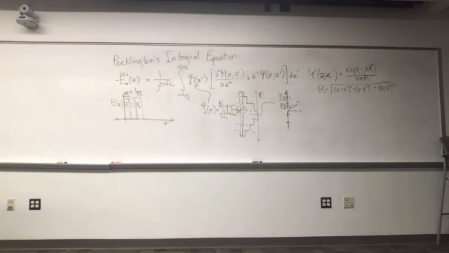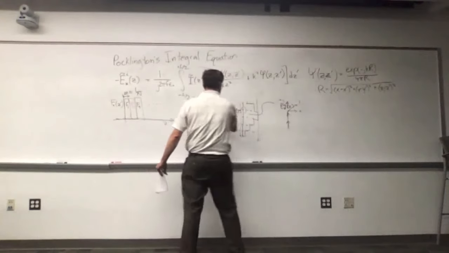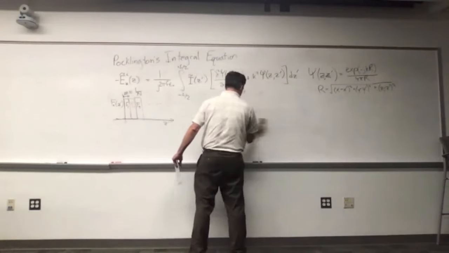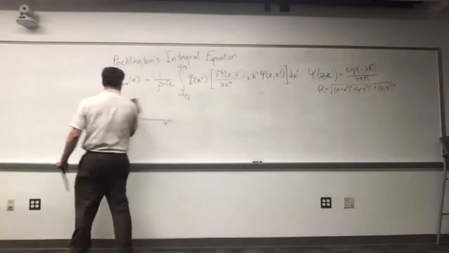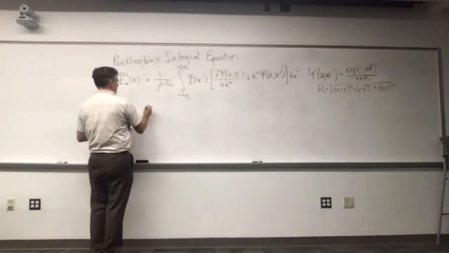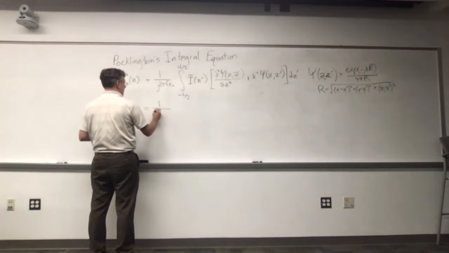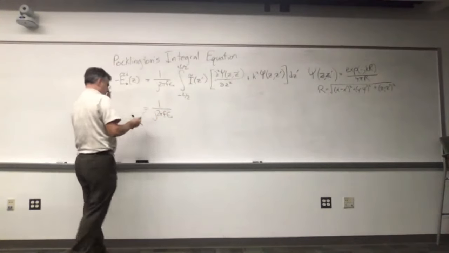Glad we finally got one of these. Let's go ahead and plug that value. We now say that this is going to be equal to 1 over j ω ε naught.